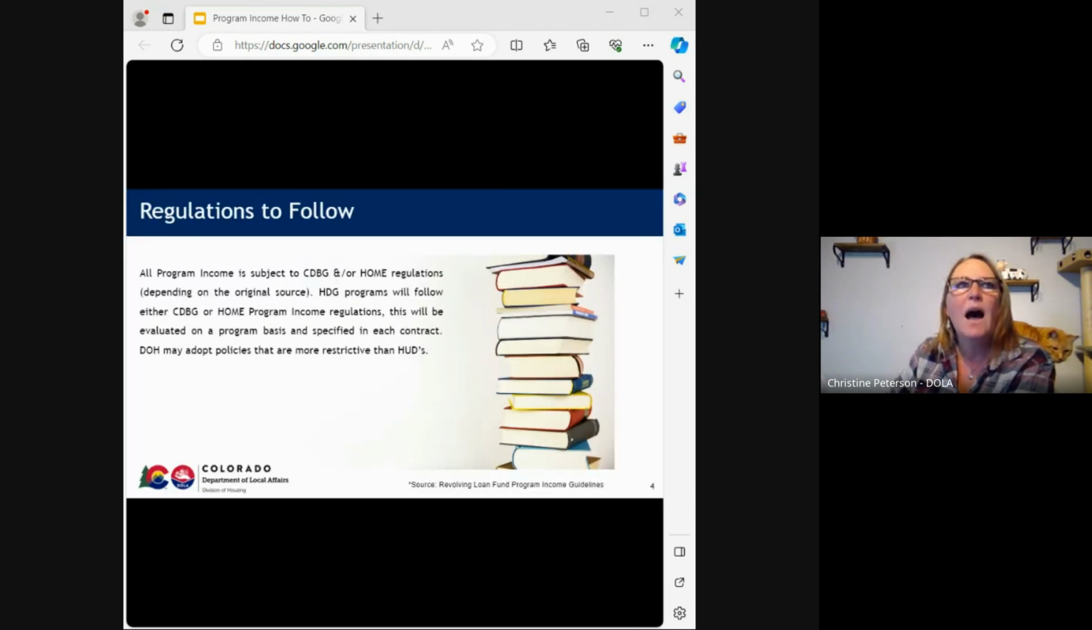All program income is subject to CDBG and/or HOME regulations. It depends on the original source. HDG programs will follow either CDBG or HOME, and this will be evaluated on a program basis. It's specified within each contract. So if you do have questions, double check your contract. Feel free to reach out to us. Also, we can always go through it fairly quickly, or may know off the top of our heads exactly which side you're falling on there.